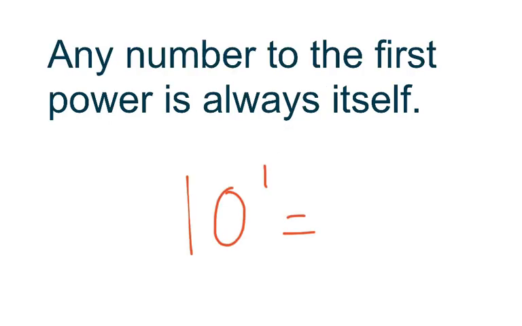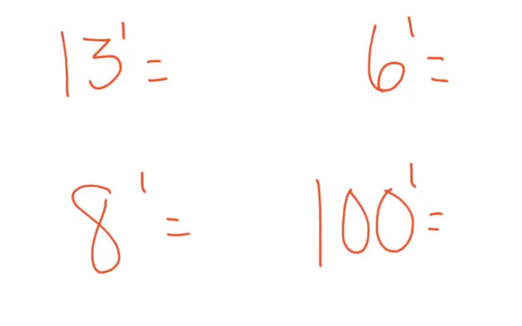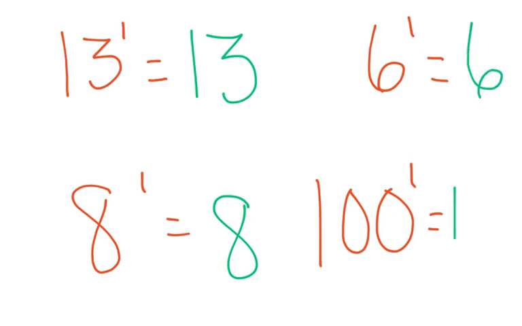So the first one is any number to the first power is always itself. So 10 to the first power means that I just have one 10. So the answer to that would be 10. So 13 to the first power would be 13. 8 to the first power would be 8. 6 to the first power would be 6. And 100 to the first power would be 100.